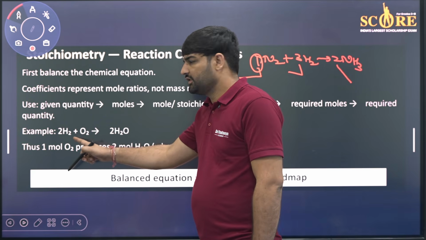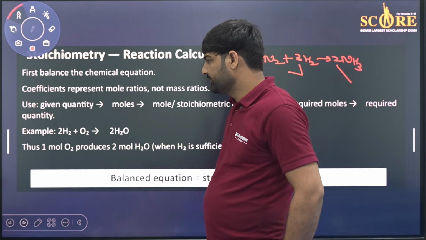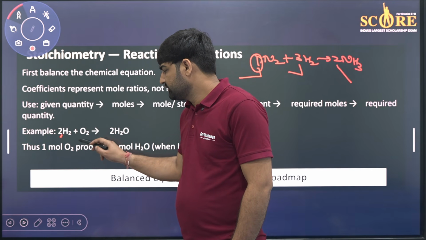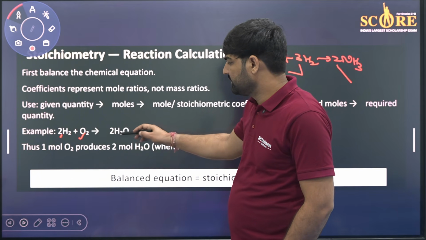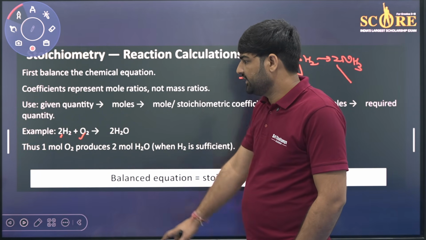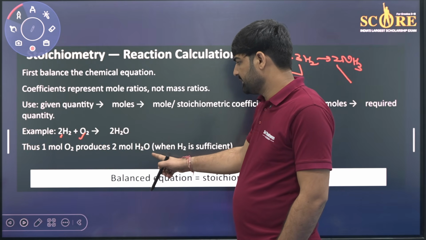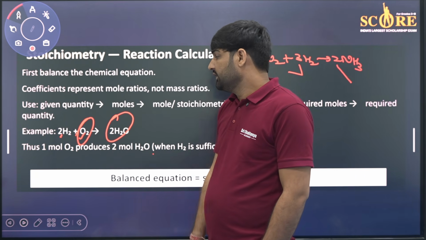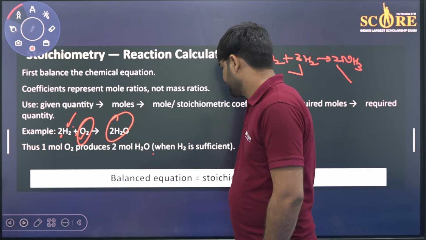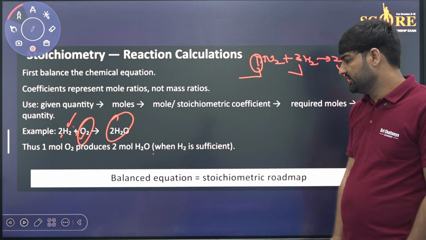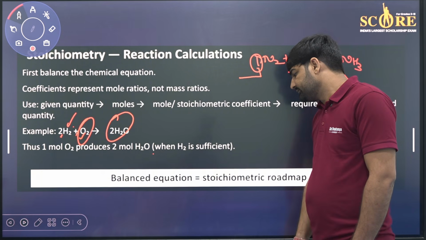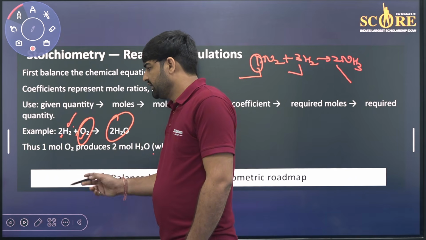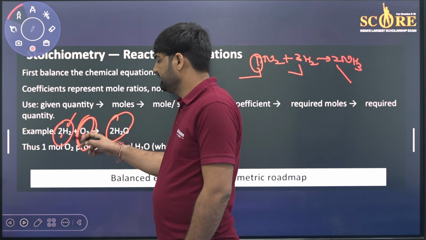Here is a simple example, 2H2 plus O2 gives 2H2O. I read that 2 moles of H2 react with 1 mole of O2 and form 2 moles of H2O. Here it is written that 1 mole of O2 produces 2 moles of H2O when H2 is in excess, when H2 is in sufficient amount. So what is meant by H2 being in excess and O2 being limited?